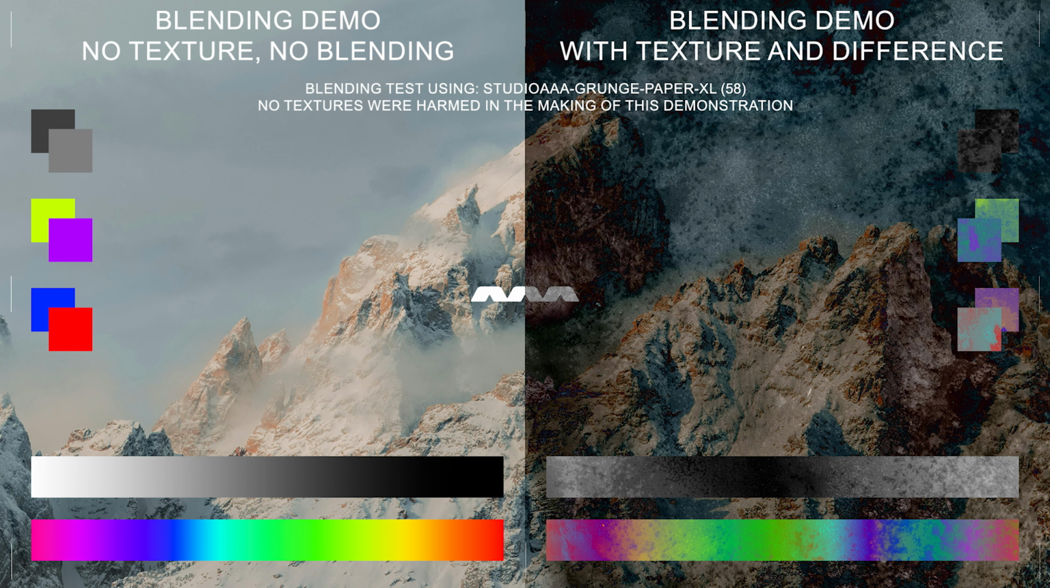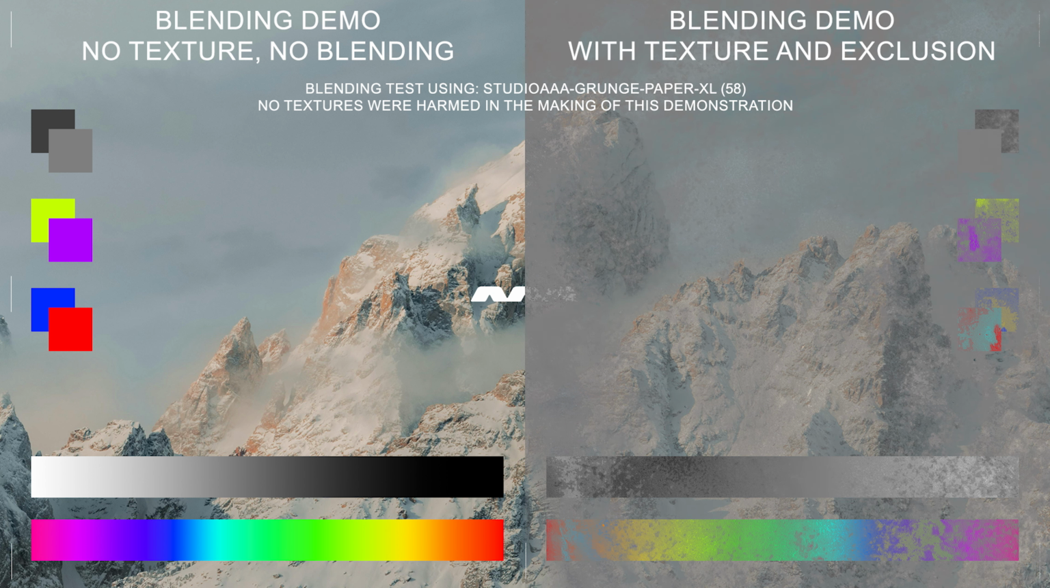Difference and exclusion are very similar. Both of them are subtracting the pixels on your texture layer from the pixels on the composite channel of the layer beneath the texture. So the main difference between difference, the blend mode, and exclusion, the blend mode, is that with the difference blend mode, if you blend the same colors, so red and red, then the output will always be black. And with exclusion, if you blend the same two colors, the output will always be gray.